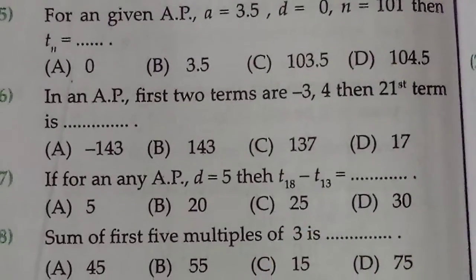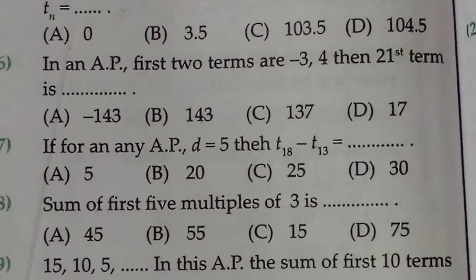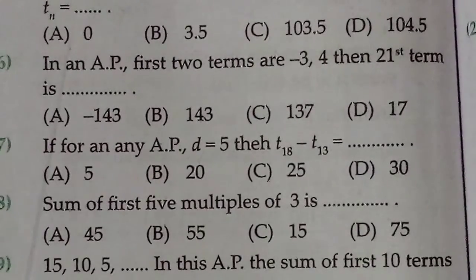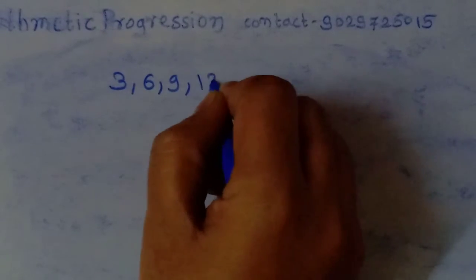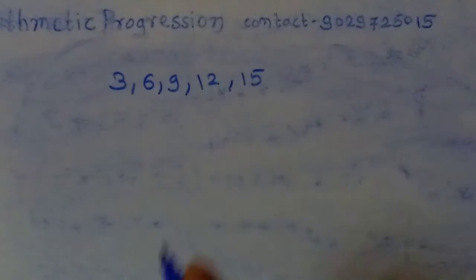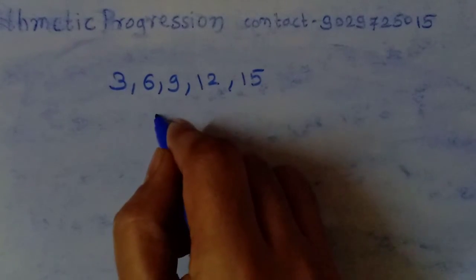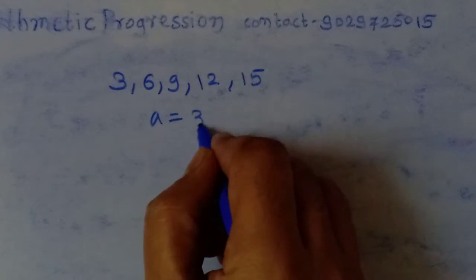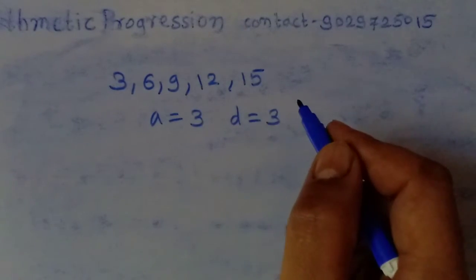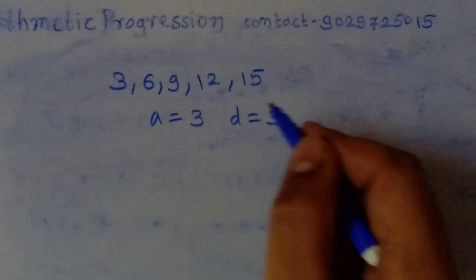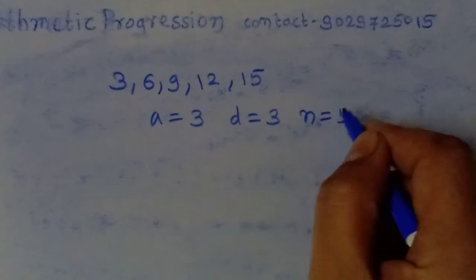Now next question is the sum of the first 5 multiples of 3. First tell me the 5 multiples of 3: 3, 6, 9, 12 and 15. We have to find the sum of these 5 multiples of 3. That is A, the first term, is equal to 3. Then D is equal to 3, because it is the table of 3, so the difference will be 3. 5 multiples means n is equal to 5.